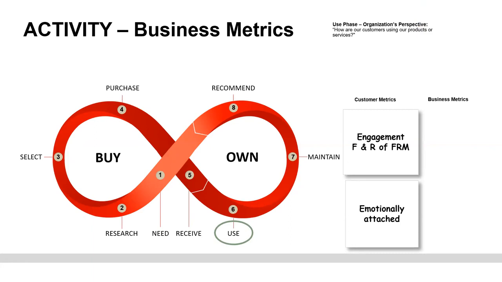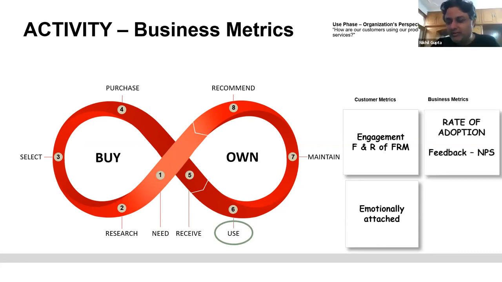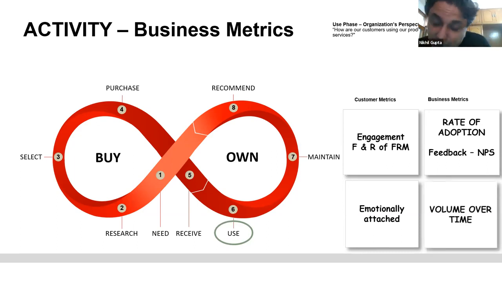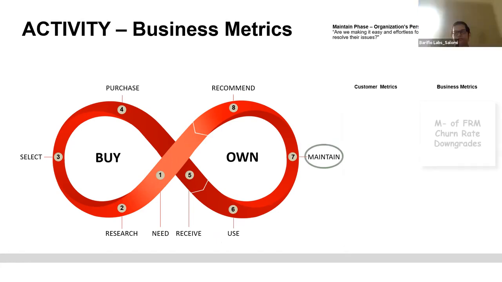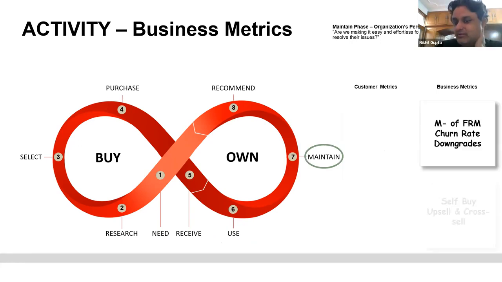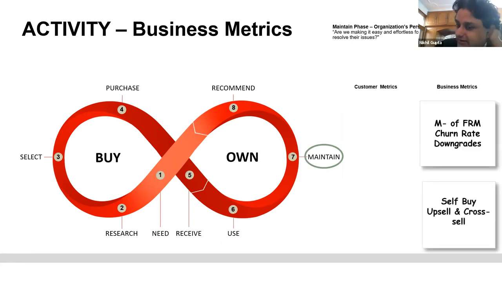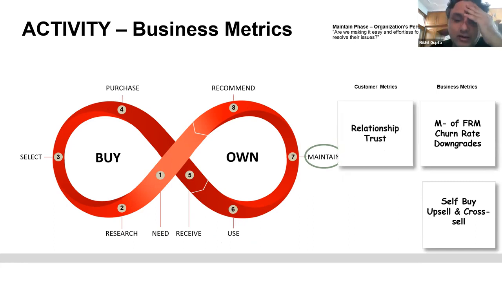They want to come back on the platform, share, and reorder. So you want the adoption rate to increase, revenue to increase, volume over time to increase, the net promoter score and feedback to increase. Yes, right. And then to maintain support. Again, that is key: the churn rate should decrease, and it should be self-buy. Now they trust you. Can they self-buy? Can they upsell? Can they cross-sell?